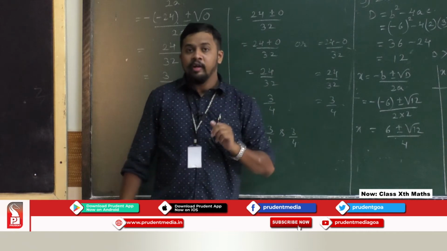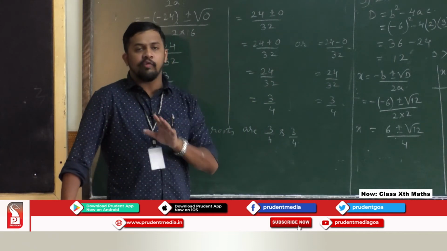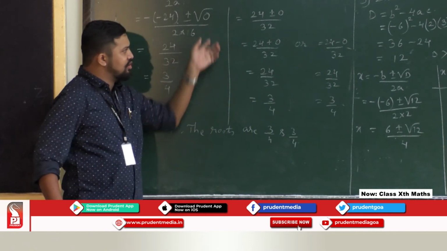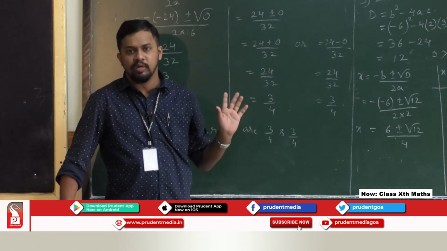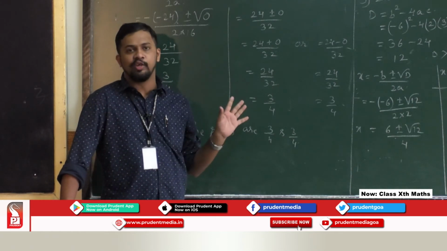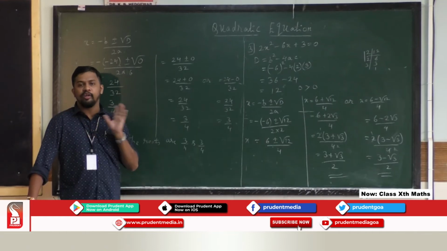Then second, we find out the next one, d is equal to 0. So d is equal to 0. We solve the problem wherein we got equal and repeated roots. And d is less than 0. That is nothing but no real roots.